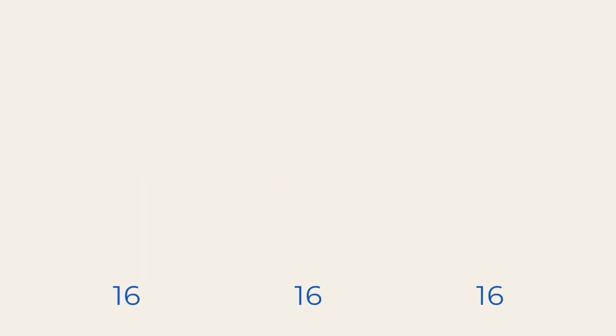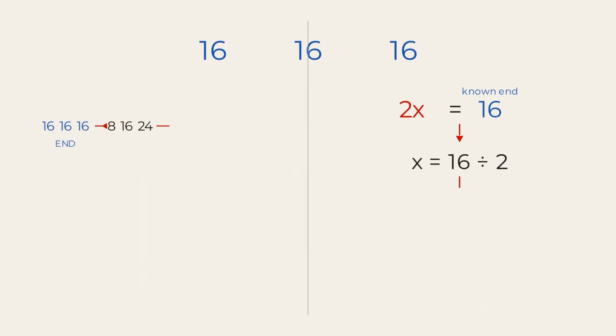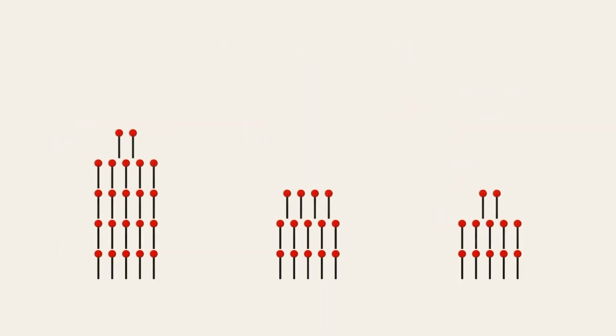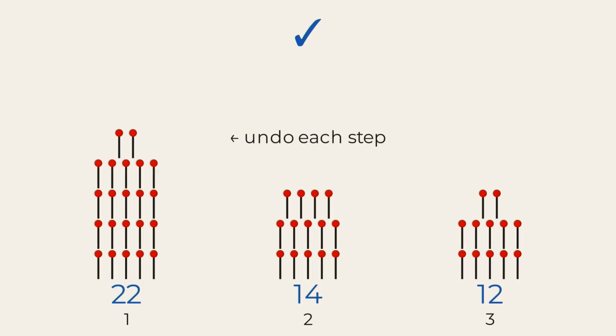Confirmed. The backward reasoning principle generalizes. Whenever you know the end state of a reversible process, you can find the start by undoing each step in reverse order. This is exactly the logic behind solving equations. Substitute and trace back. The original pile sizes were pile 1 22, pile 2 14, pile 3 12. The principle? Backward reasoning. When the final state is known, undo each operation in reverse order. Each doubling undoes to a halving.